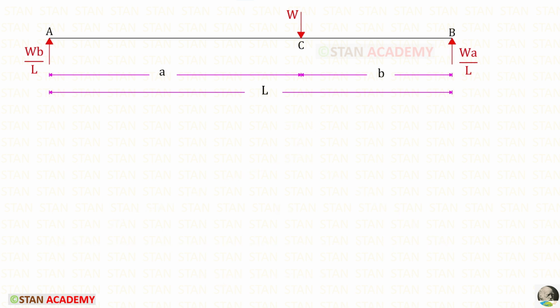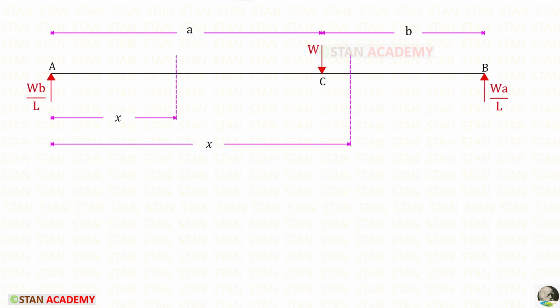Now using the Macaulay's method, we are going to make expressions for the slope and deflection. For that we have to make sections. In this beam there are two different parts, AC and CB. So we have to make two sections. You can see that I have made two sections, one in AC and one in CB. I have made both of the sections at a distance of x.